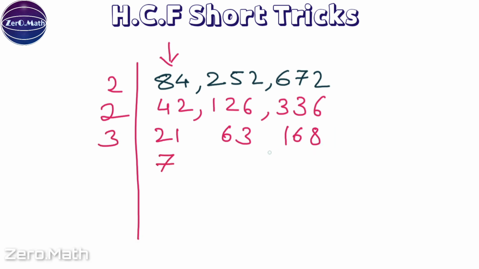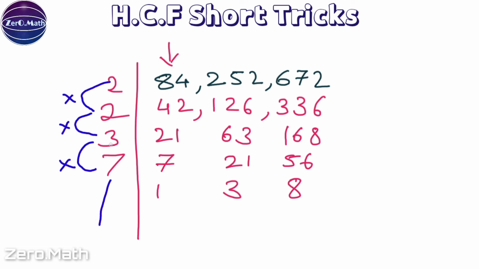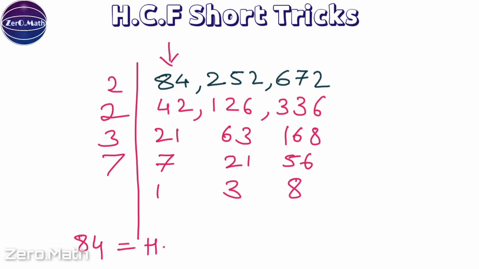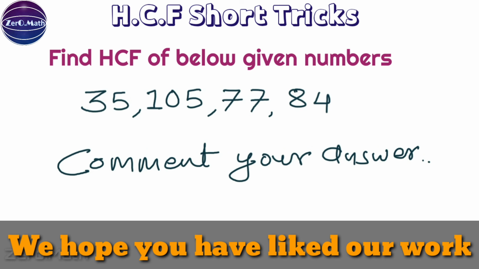So 3 times 7 is 21. 3 times 21 is 63. And 3 times this is 3 fives are 15, remainder 1 and 6. 3 sixes are 18. So now the next common factor here will be 7. So 7 ones are 7, 3 and 8. Now you can see there is no common factor between 1, 3 and 8. So we'll stop here. Our answer will be the multiplication of all these factors. So 2 into 2 is 4, 4 into 3 is 12, into 7 is equal to 84, which is the HCF of the given numbers.